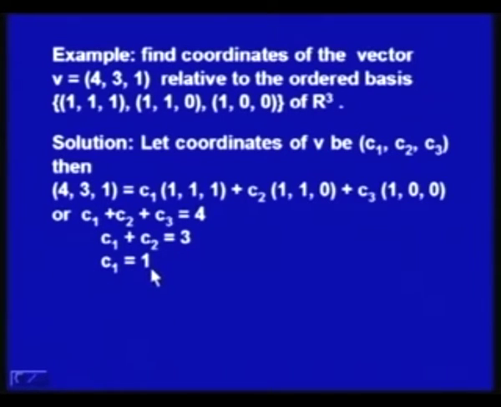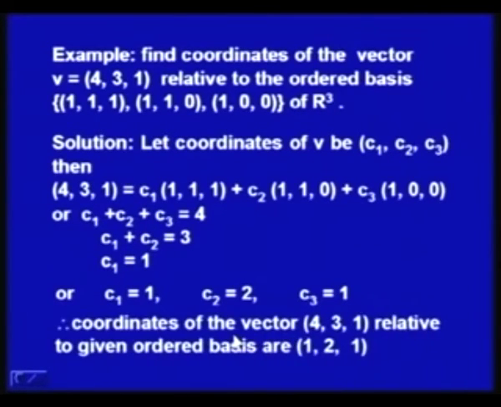c1 is equal to 1, we have already obtained. We substitute this in this equation, and this gives me c2 is equal to 2, and substituting these two values in this equation gives me c3. So, c1 is equal to 1, c2 is equal to 2, c3 is equal to 1 is the solution of this set of equations, or we can say that the coordinates of vector (4, 3, 1) relative to the given ordered basis are 1, 2 and 1.